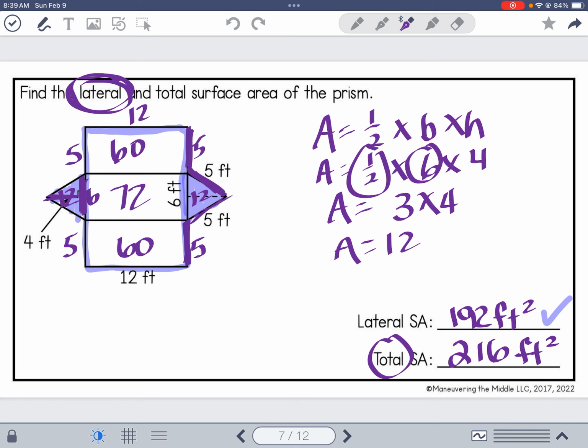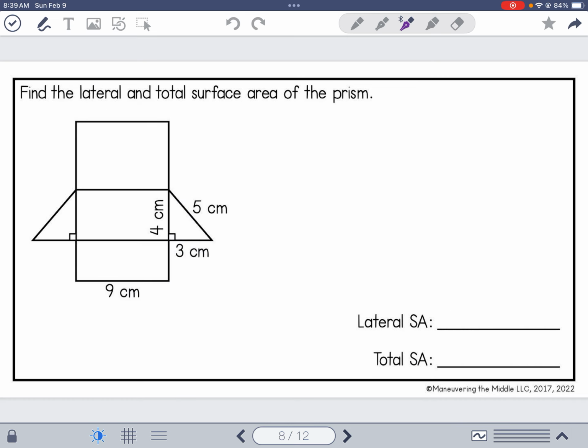All right, here we go. Find the lateral and total surface area of the prism. So we know when we close this off right here, that's got to be 3. When we close this side is 5, this side has to be 5. We know this height is 4. We know this is 9. I think we're ready. So I'm looking at that top rectangle.